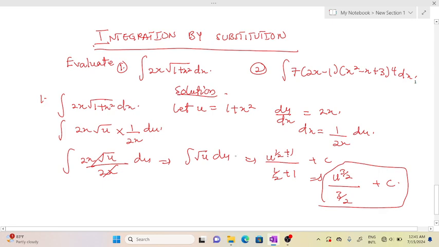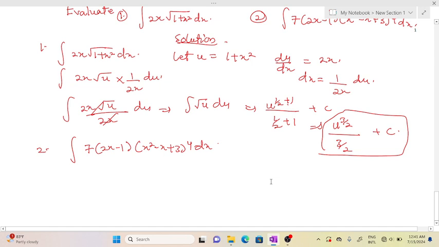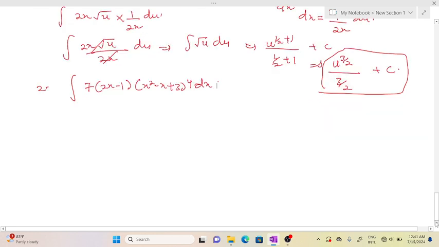I have the second problem here for us to also solve. So the second problem says the integral of 7 multiplying the expression 2x minus 1, times x squared minus x plus 3 to the power 4 dx. So one may ask, when do we really use the substitution method? Okay, so this is what we're going to do. We realize that the function I have here and the function I have here, I can't multiply or simplify it. It's difficult. This whole function is to the power 4. So expanding it would be difficult.